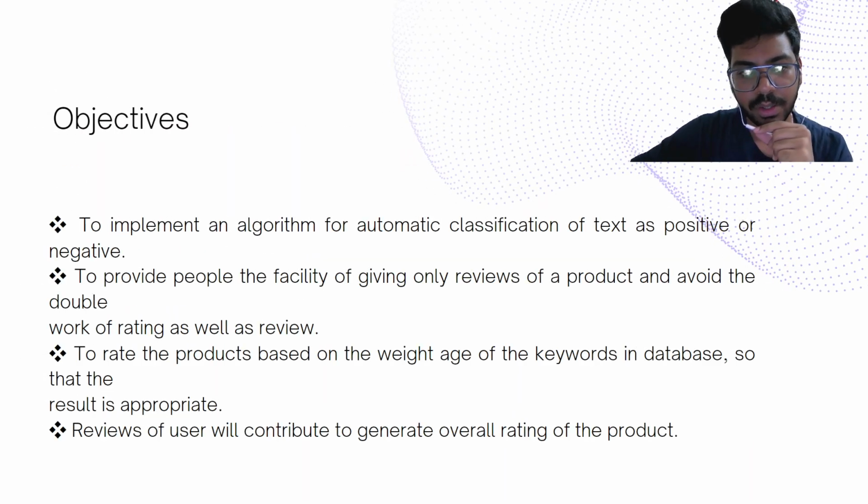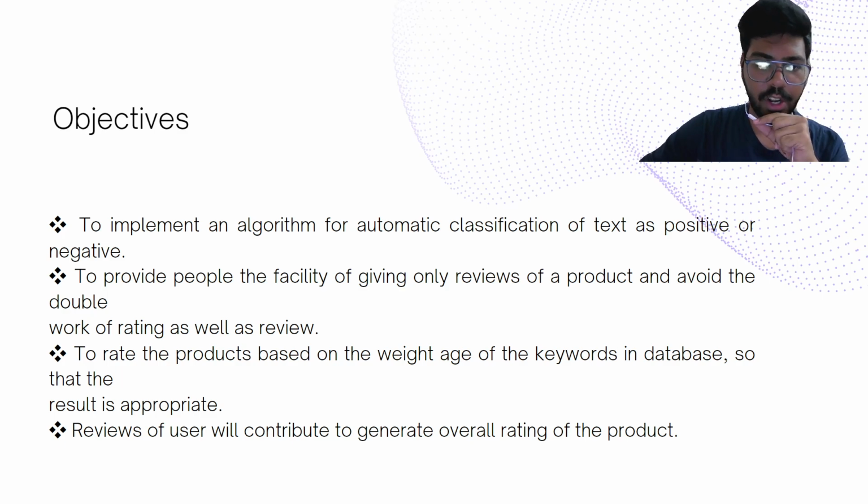So the objectives are to implement an algorithm for automatic classification of text as positive or negative. So the algorithm must be able to suggest whether the text is positive or negative. To provide people the facility of giving only reviews of a product and avoid the double work of rating as well as review. To rate the products based on the weightage of the keywords in the database, so the result is appropriate.